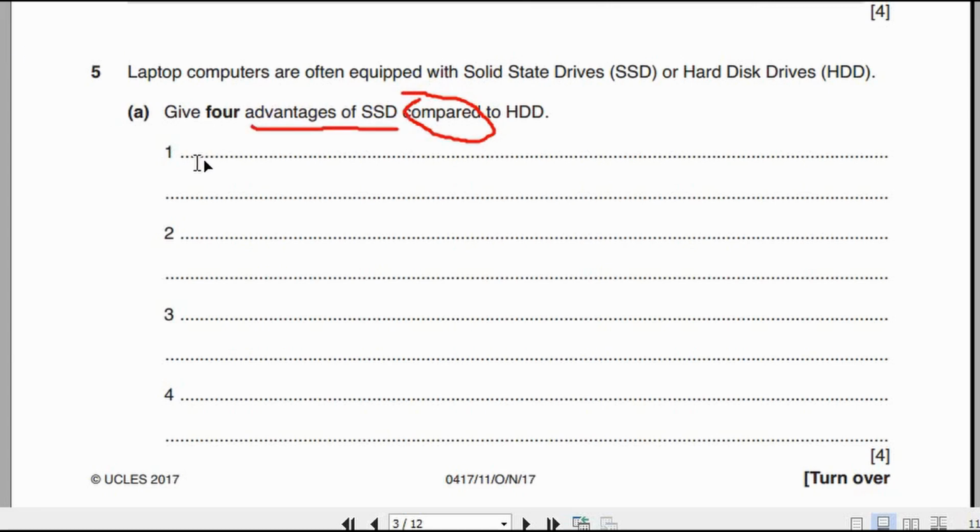I will give you a few answers so that you can understand how to write the answer. Number 1, less noisy than HDD. Simple one. As an HDD has mechanical components, it produces more noise.